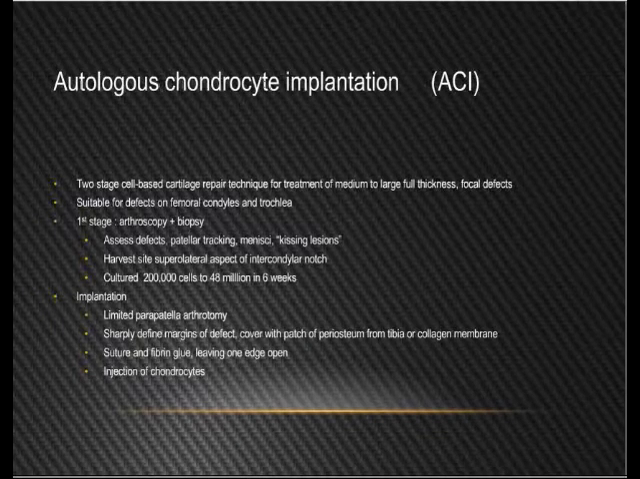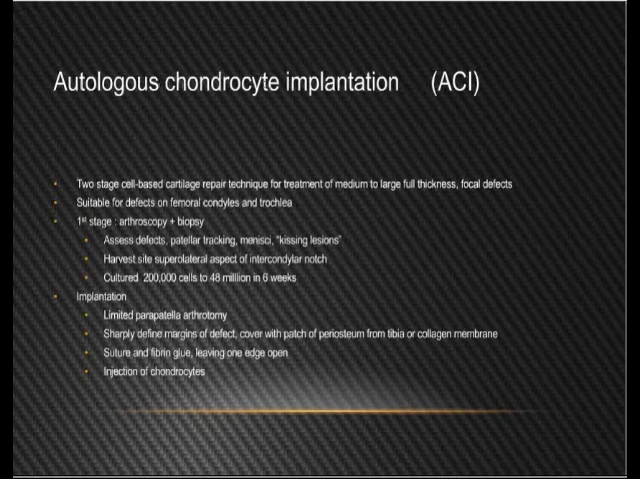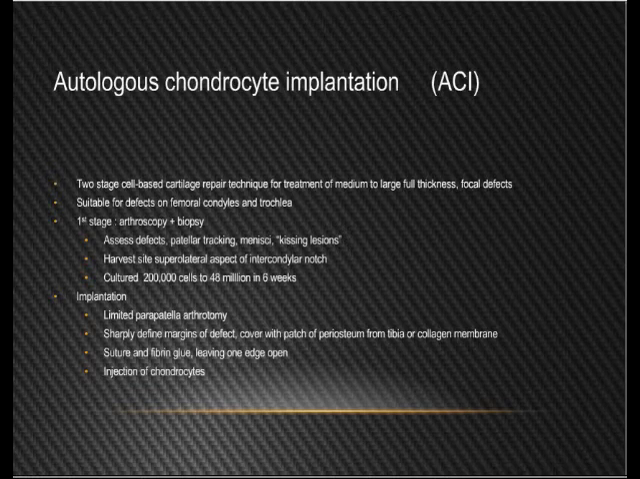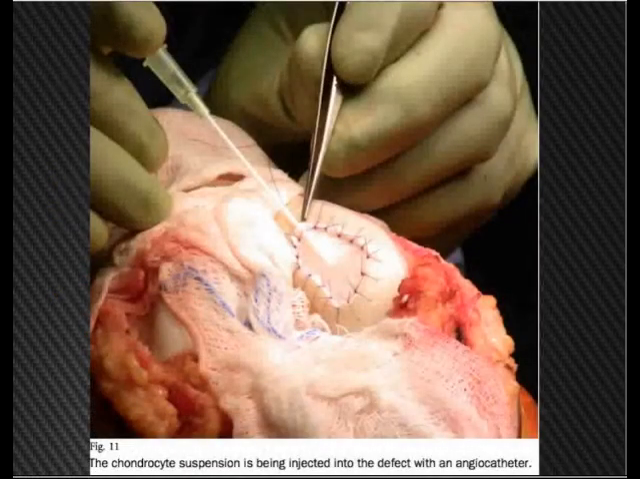So there's a picture of this technique being performed. This is a femoral condyle with a patch of periosteum sewn in with nylon suture and some fibrin glue, and using an angiocath, they're inserting the chondrocytes under the lesion. To close this repair, they recommend putting another couple of sutures in and then more fibrin glue.